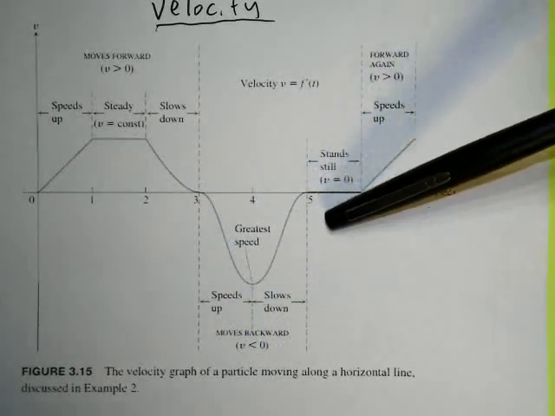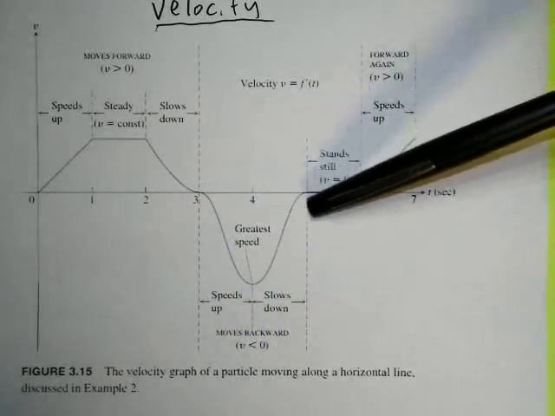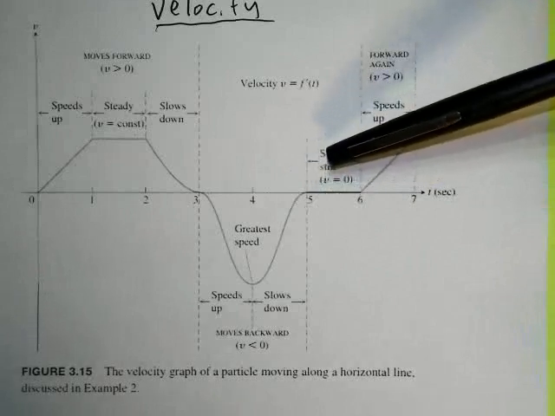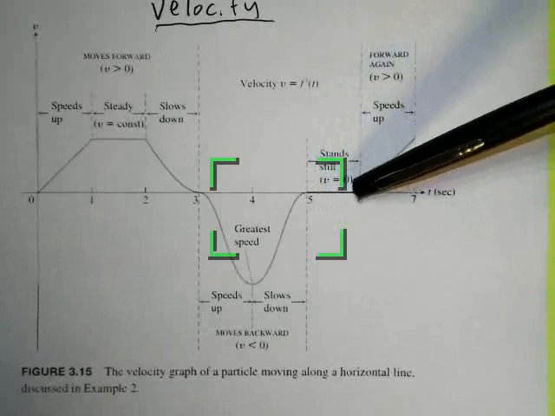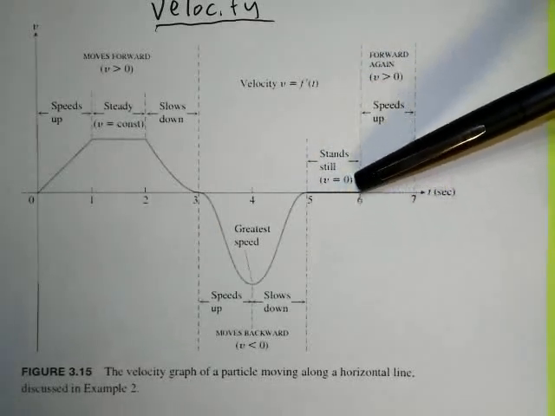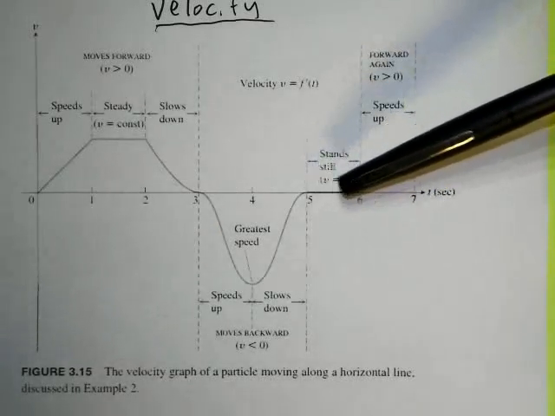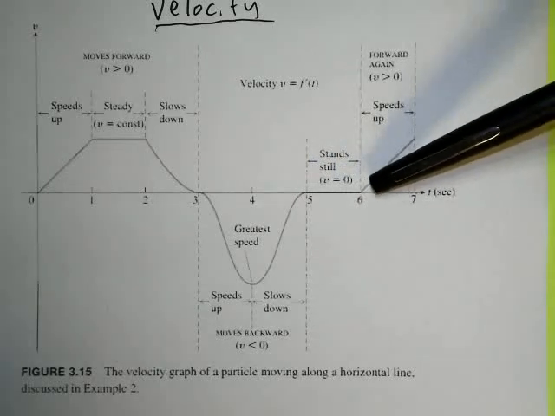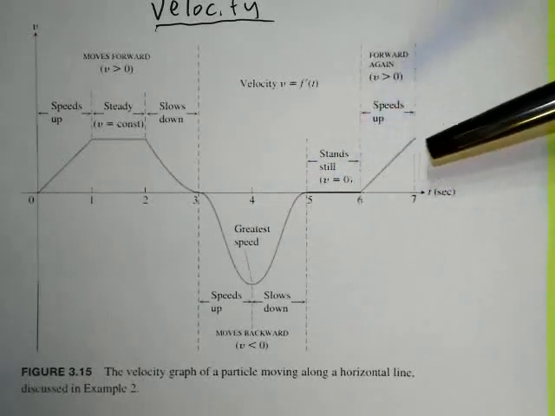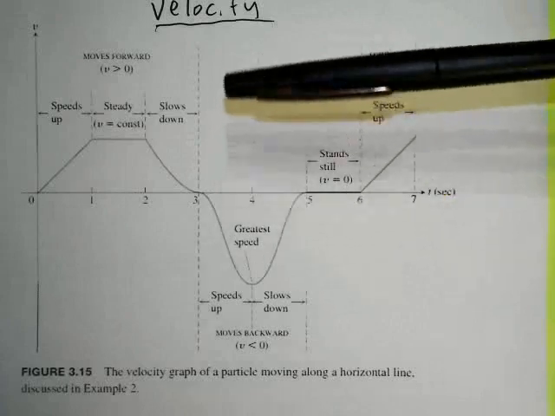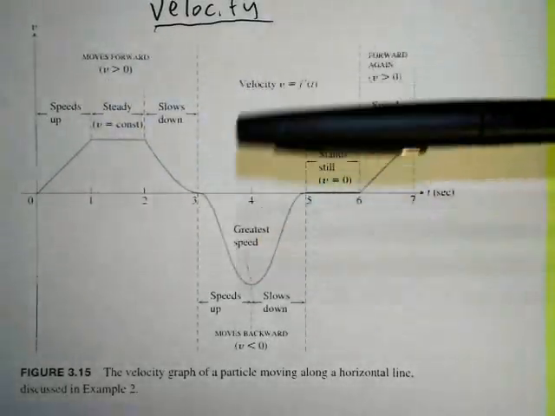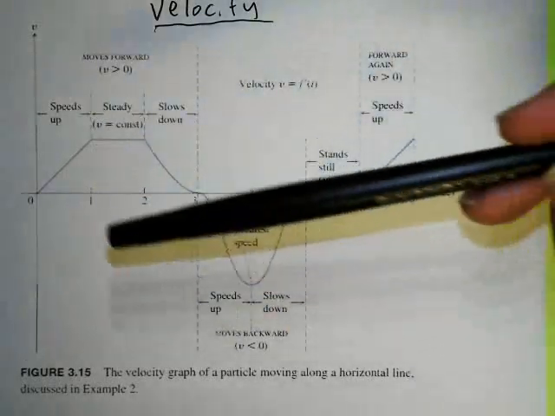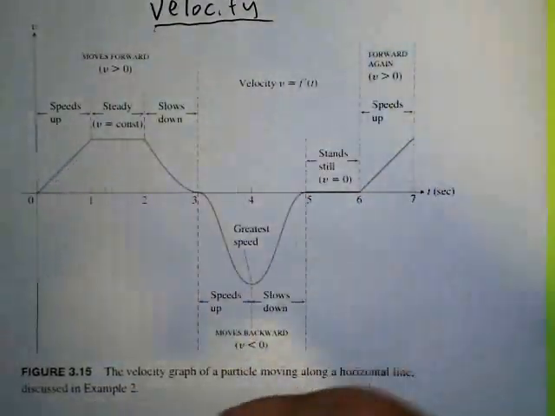Now here, the velocity is 0, okay? And so the particle is standing still at this point. We don't know where it's at, but it's not moving. The velocity is 0. And then here, it speeds up again and it's going forward, okay? And so then it further divides. You've got those 3 categories, or those 4 categories, and now it further divides them up here.